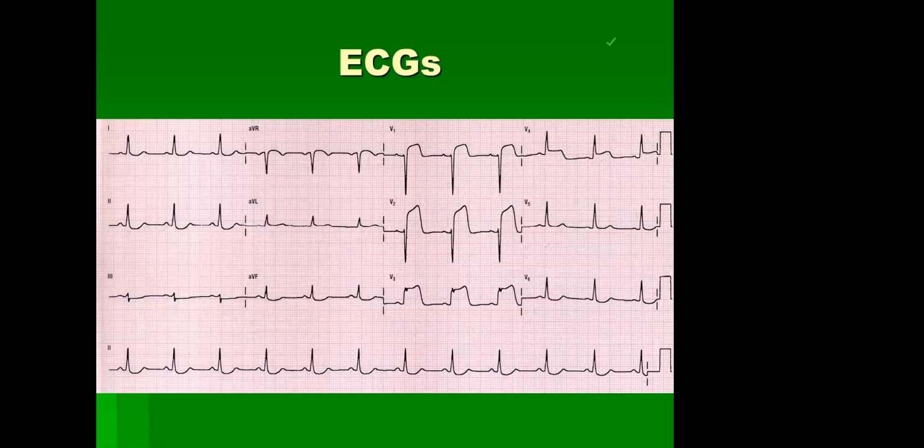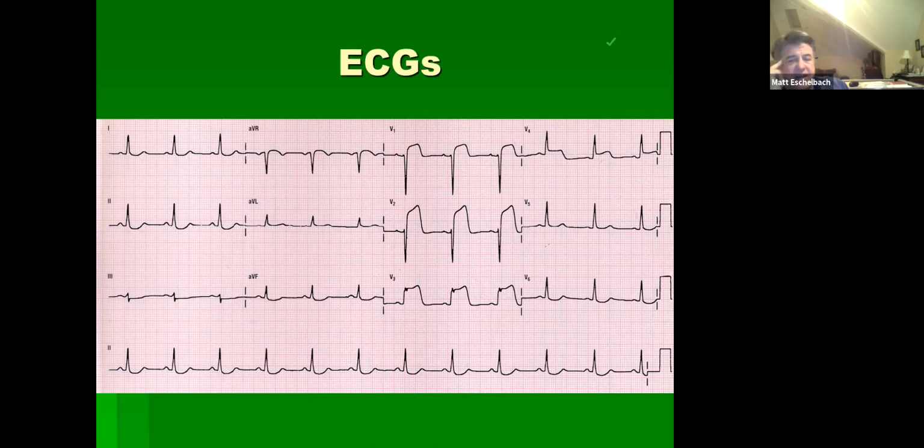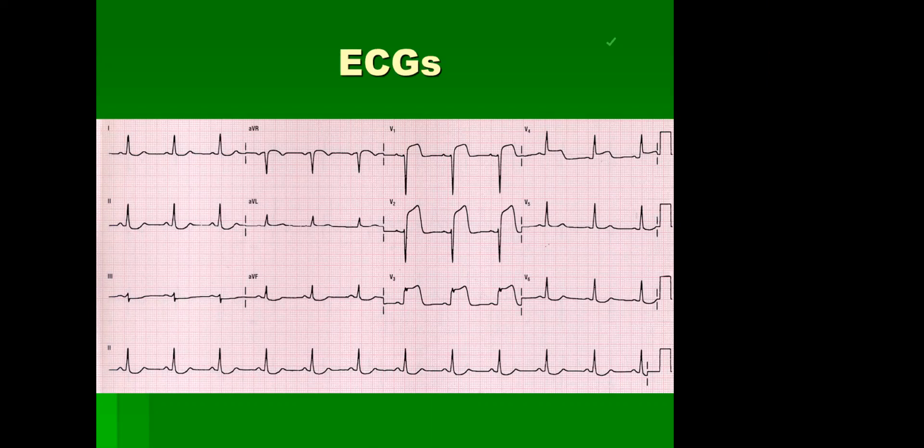So lead one, maybe some very slight ST depression. Okay, I'll give you that. AVL looks normal. V5 looks normal. V6, ST depression. Good, I see that. Go ahead. 2 in AVF, also ST depression. Lead 3 looks normal. V1, V2, ST elevation, same thing with V3, V4.